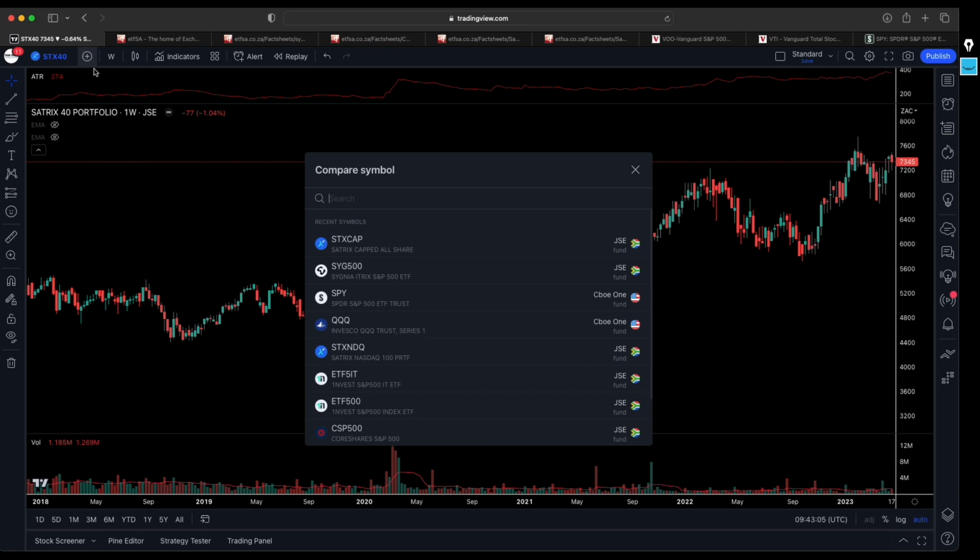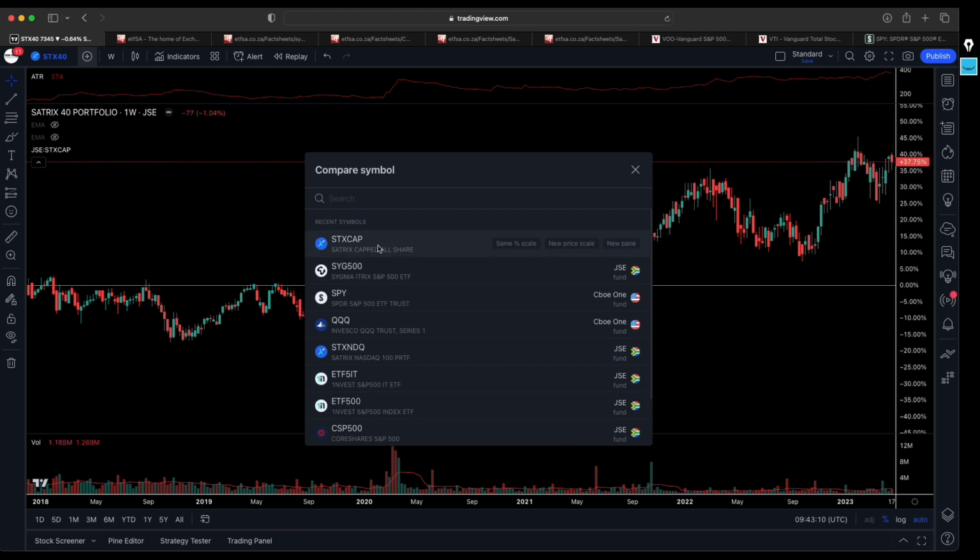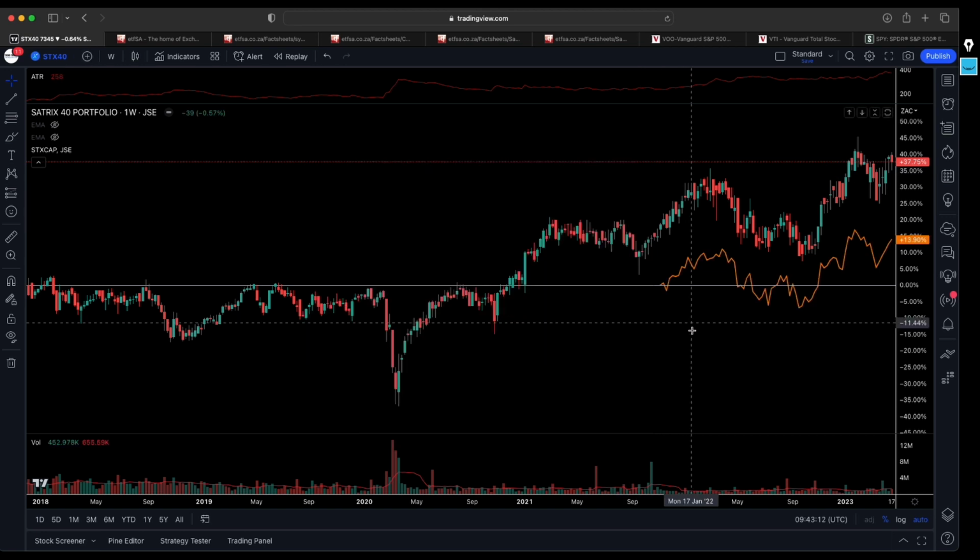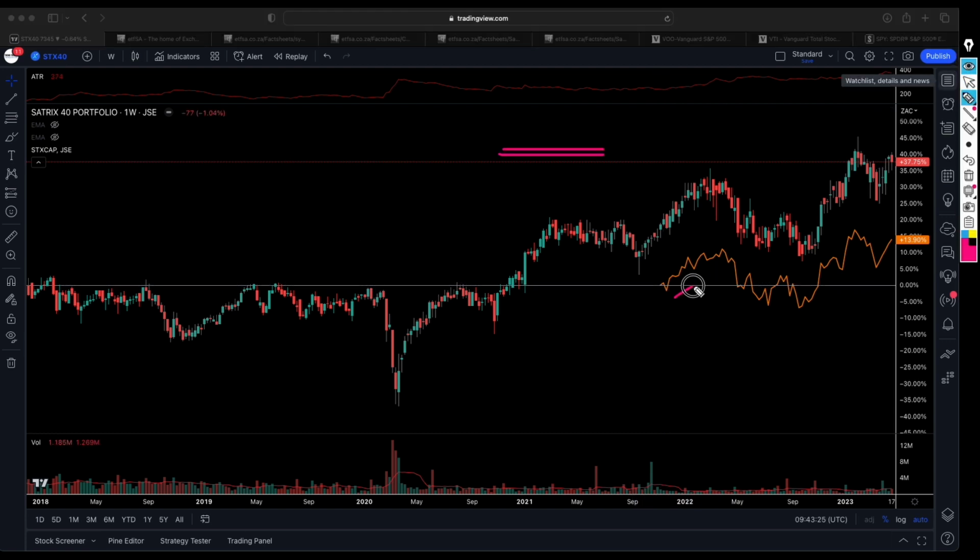And then we're going to overlay the Satrix capped ETF. You can see here we have the Satrix capped all share, but remember this one only came around November 2021, so we don't have full information on this ETF going back 5 years. But you can see when the top 40 goes up here, it also goes up. When the top 40 goes down, it also goes down. You can see this pullback here. There was also a pullback on the all share index.